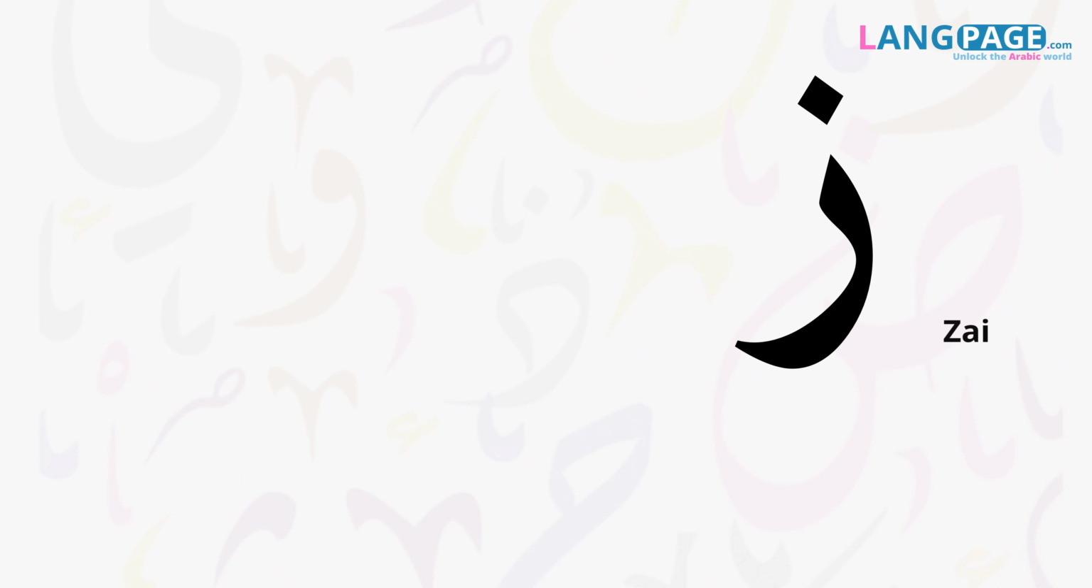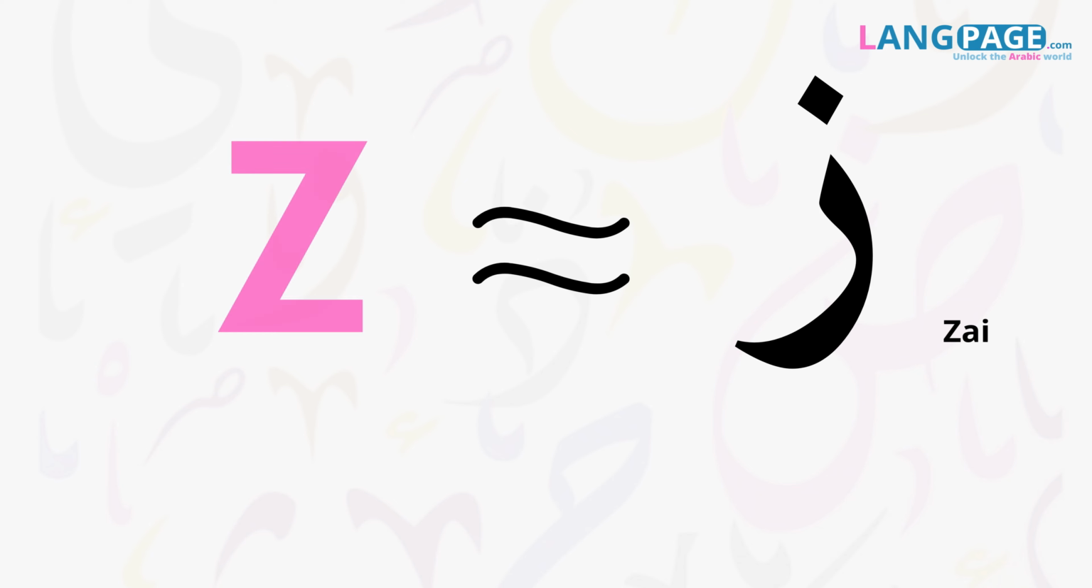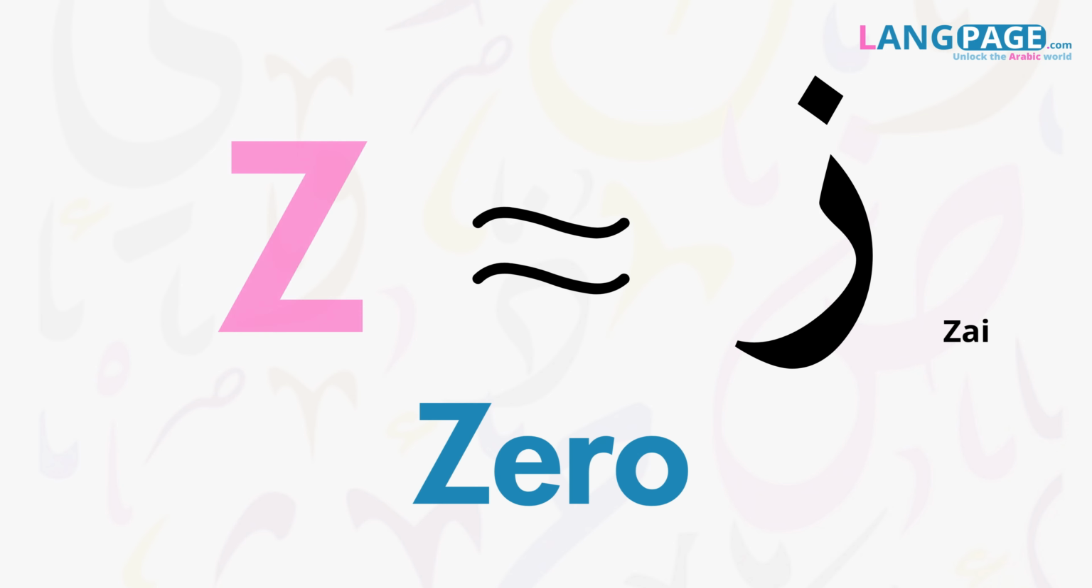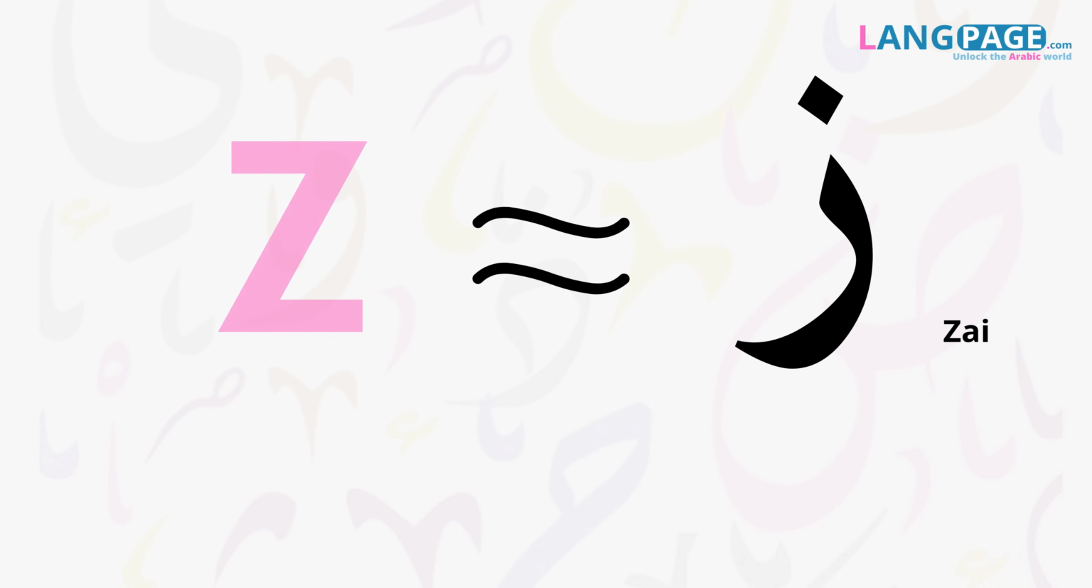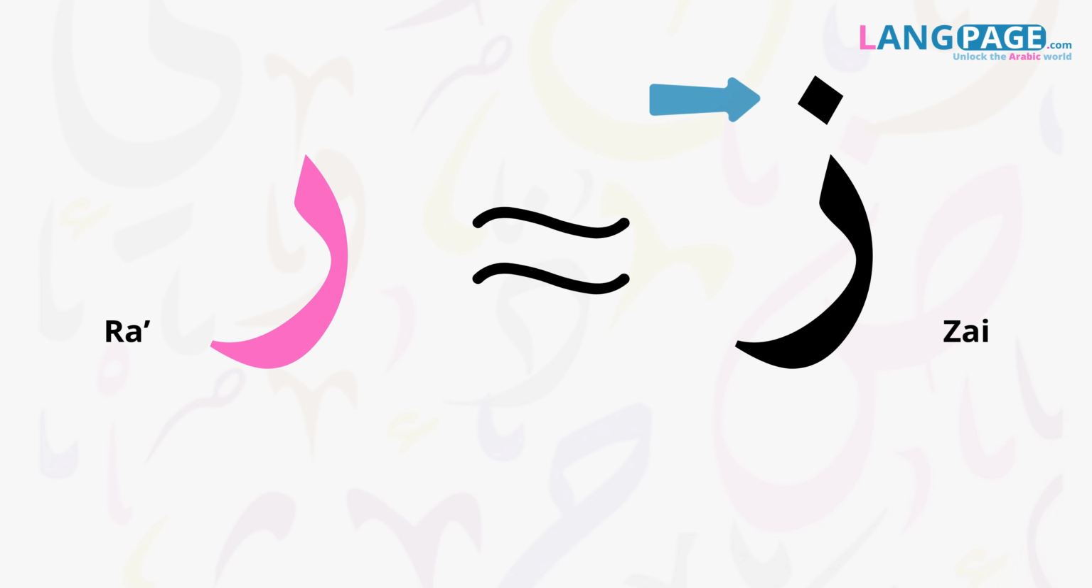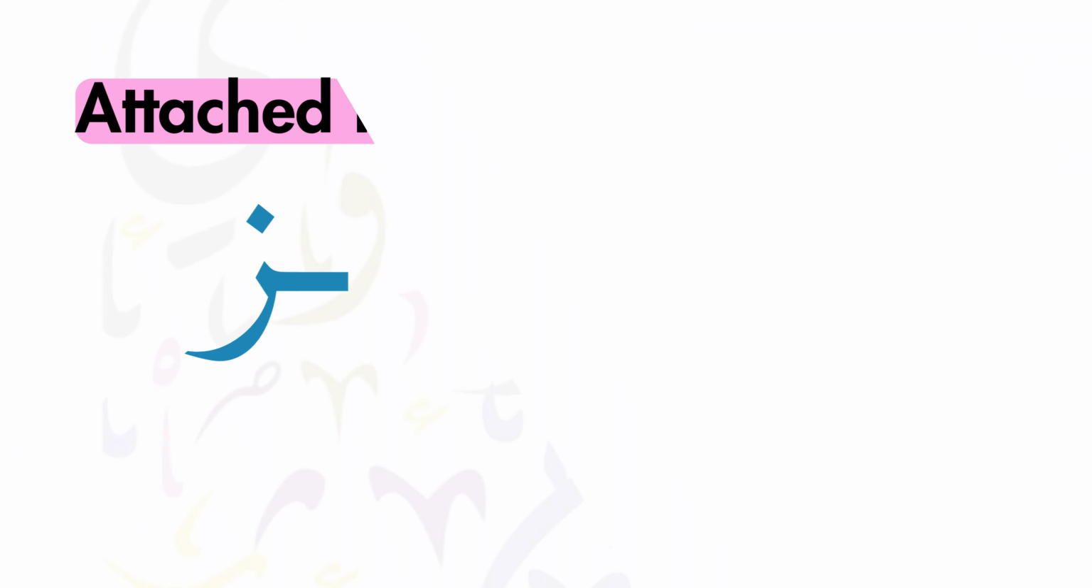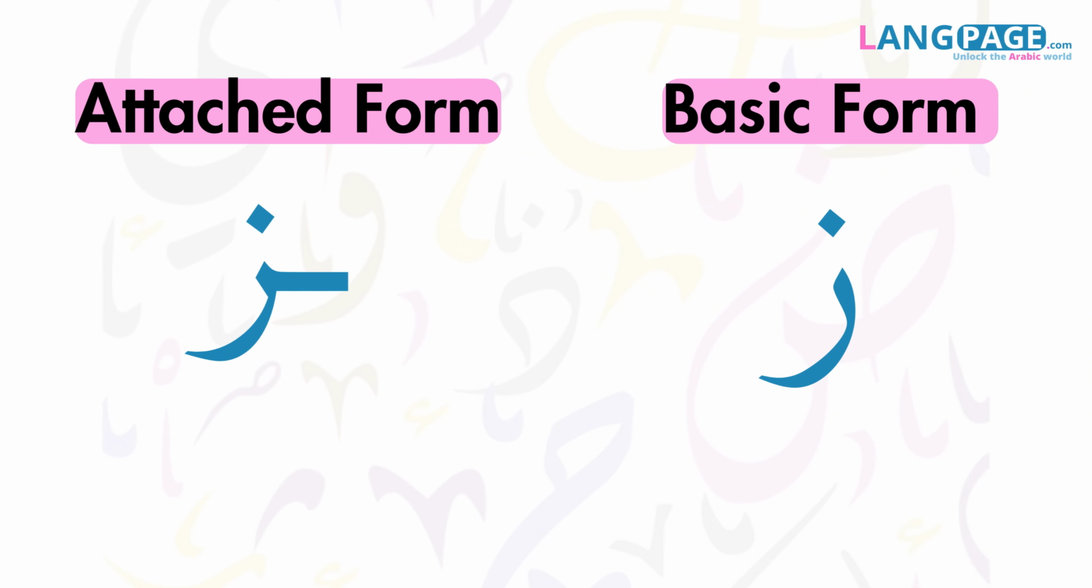The letter Zai equals in English Z, like the word zero. And as you can notice, it's exactly the same as the letter Ra, but we have one dot above the letter. Also, it's sharing the same forms.